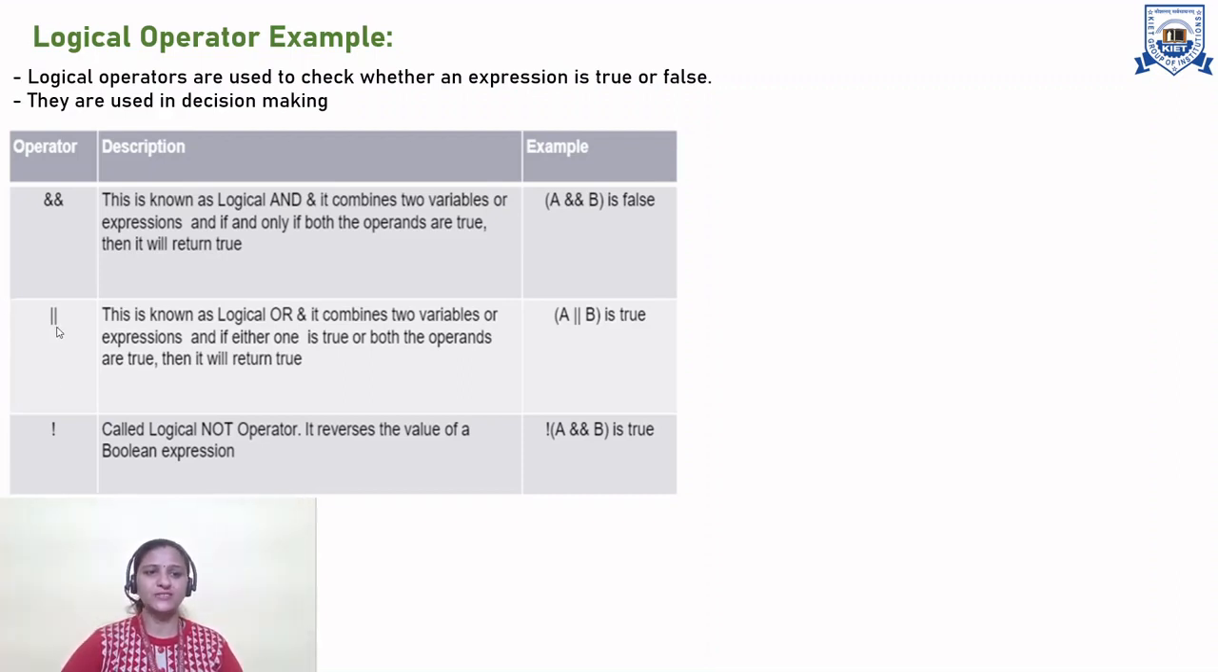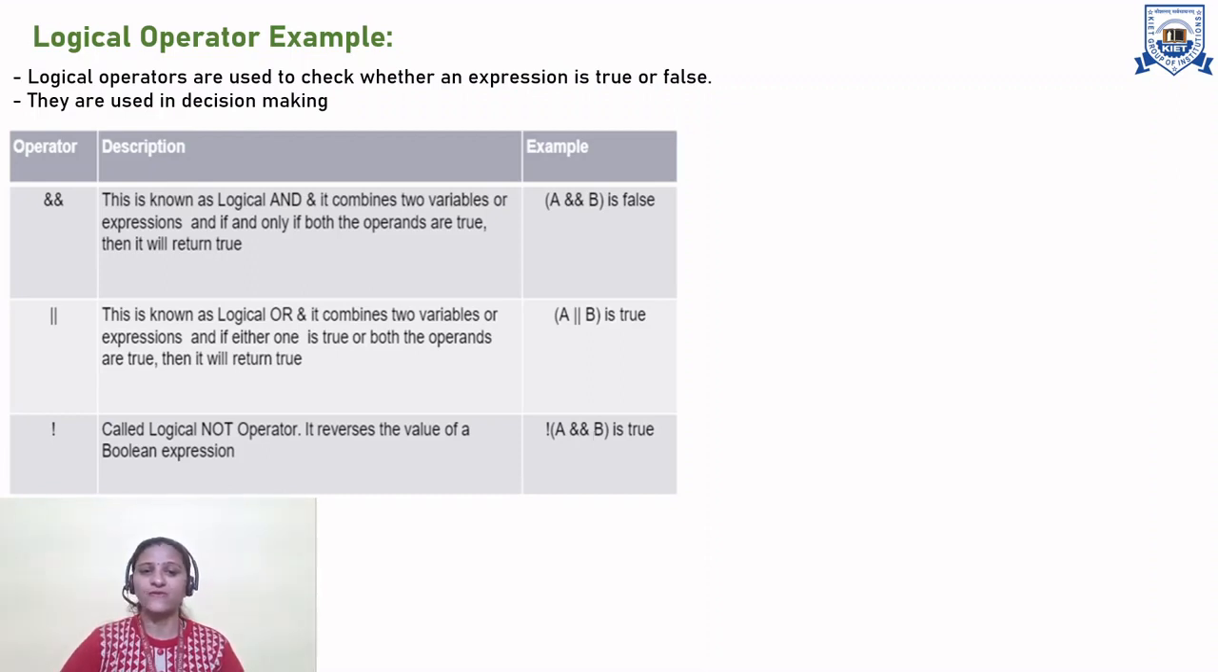Double pipe is known as logical or. It also combines two variables or two expressions. But in this case, if either one of the expressions is true or both the operands are true, it will produce the output true. Any one of the operands may return true. This is not, called the logical not operator. It basically reverses the value of a Boolean expression. Here, A ampersand ampersand B.